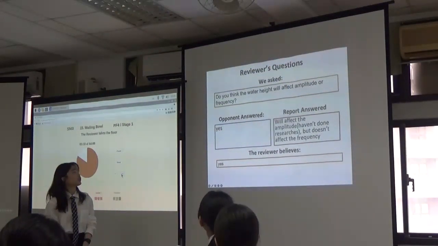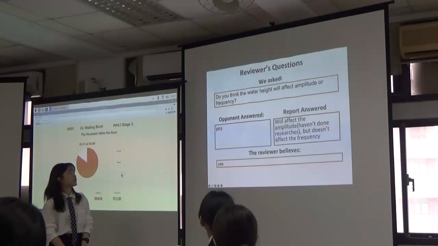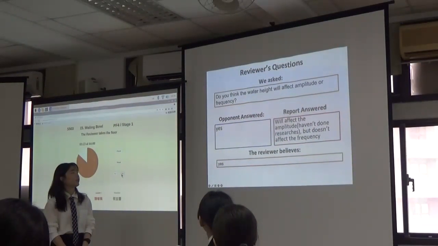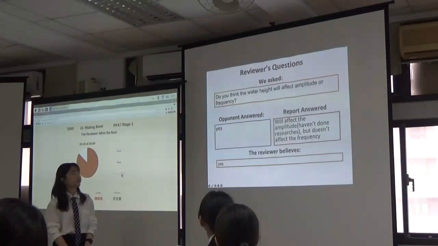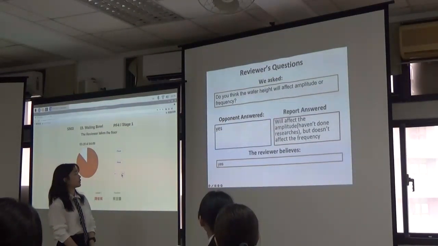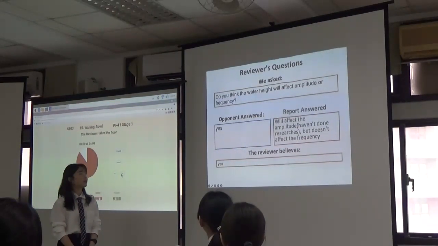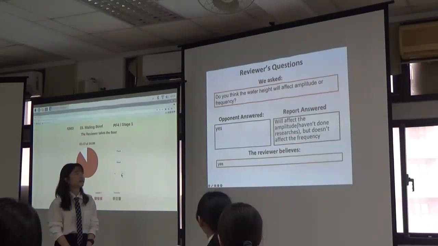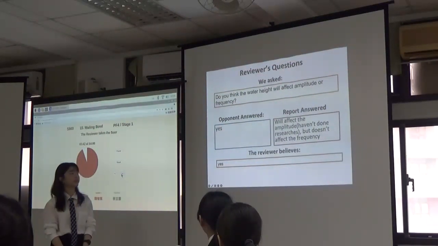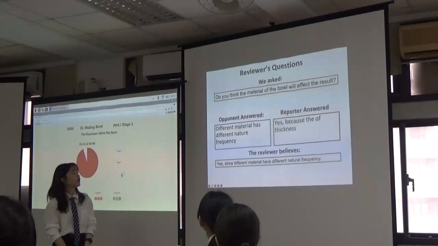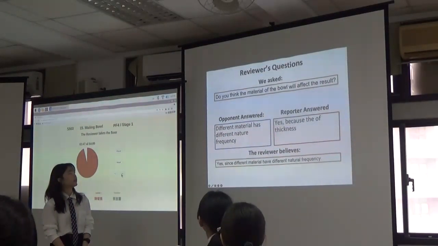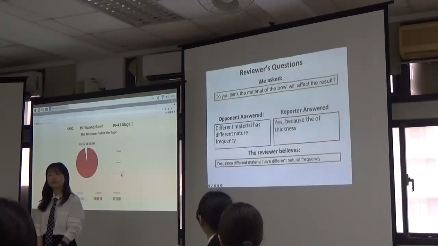And we asked, do you think the water height will affect the amplitude or frequency? The opponent believes that it will affect both, but the reporter believes that it will only affect the amplitude, but not the frequency. And we believe the opponent, because the reason why the reporter didn't find a change of frequency is that they use the same material, and the same material has the same natural frequency, so that definitely will not change the frequency. And they all believe that a different material will affect the results. And that's all for my review. Thank you.